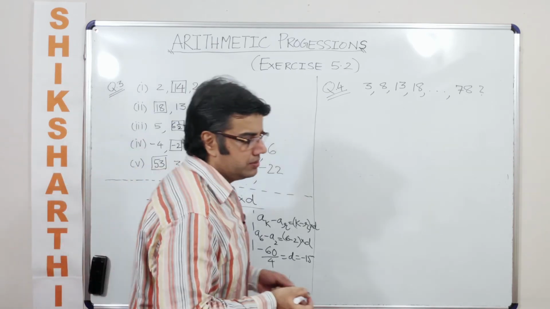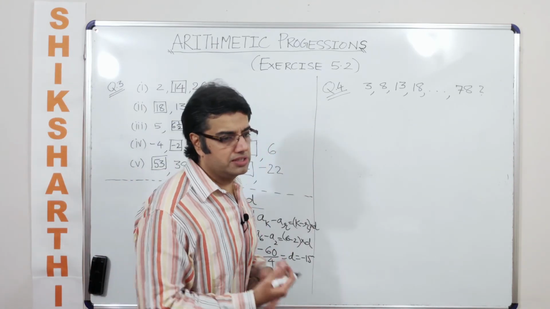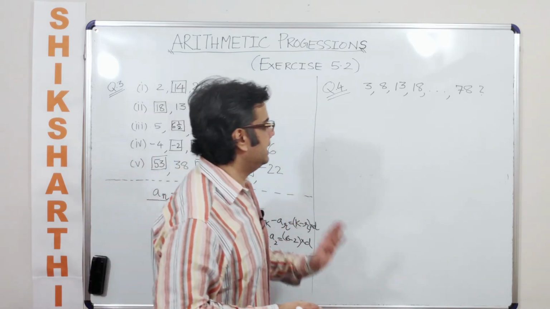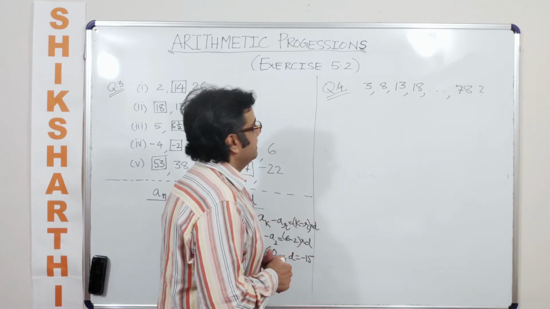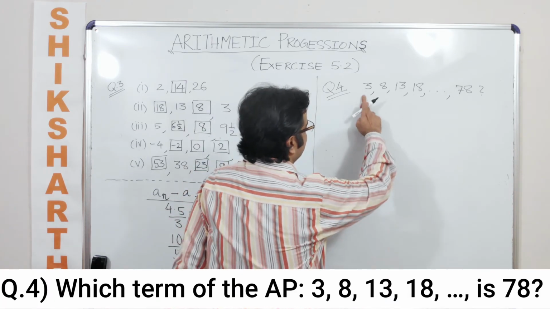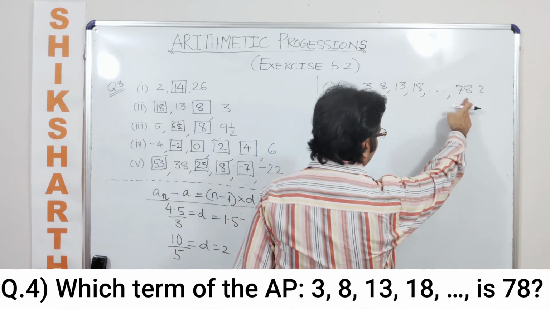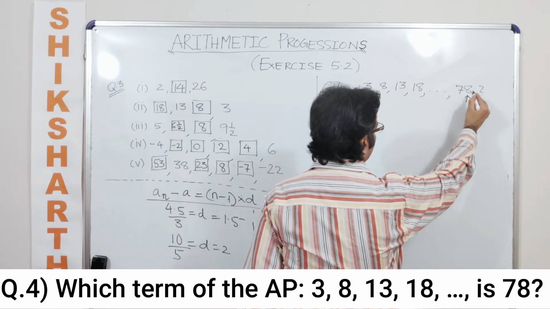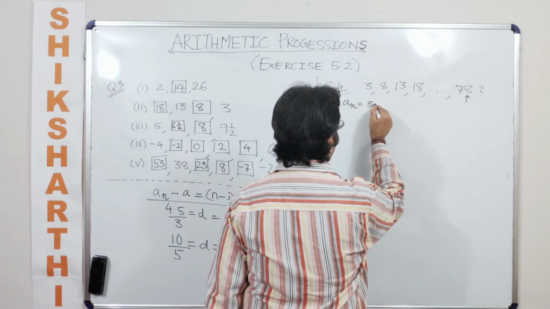So a very interesting question which makes you practice the basics along with few other concepts so that you can take your learning to the next level. Now talking about question number 4. Now question number 4 basically talks about an arithmetic progression or an arithmetic series in which 78 appears as which term? So in that case you will say an is equal to 3 plus n minus 1.